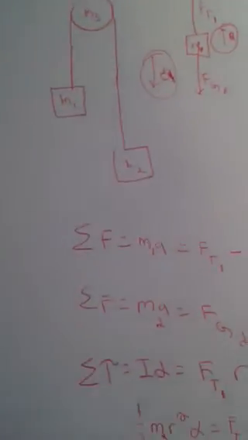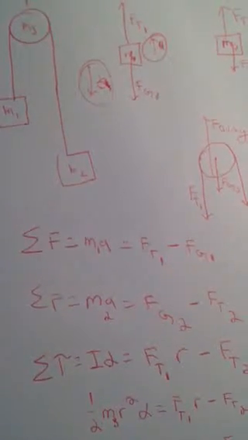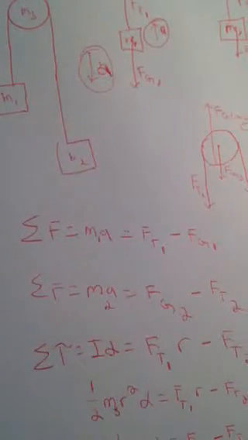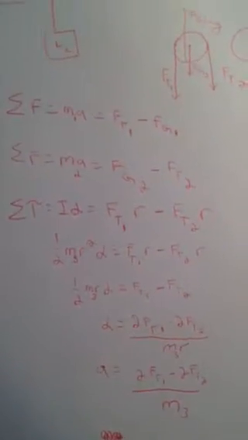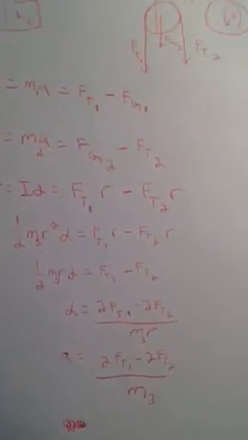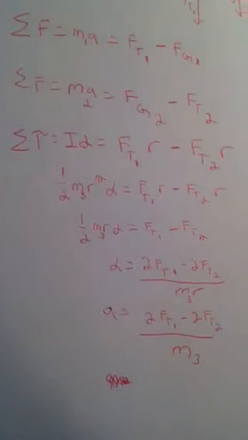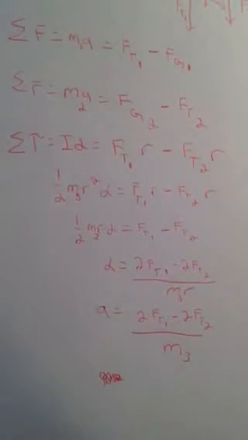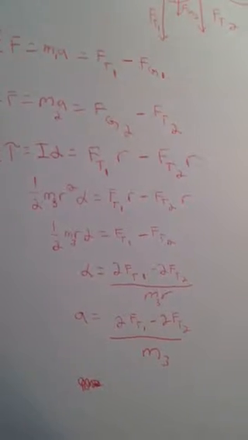So first, we do our sigma F equation for mass 1. That would be mass 1 times acceleration is equal to force of tension 1 minus force of gravity 1. Then we move on to do the same thing for mass 2. Then we go on to do the torque equation for the pulley. So that would be the net torque is equal to I alpha, which is equal to Ft1R minus Ft2R.